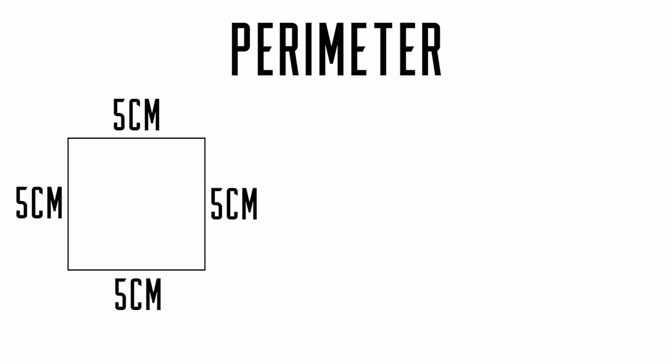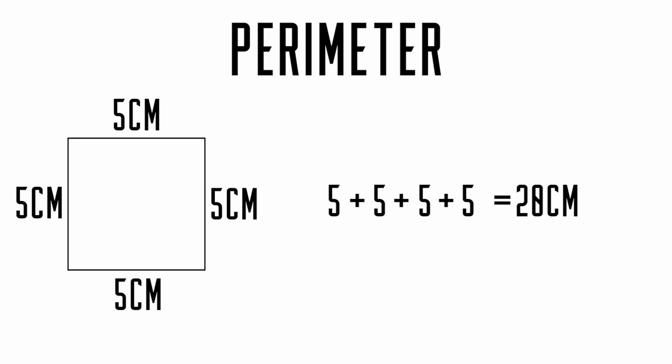When we are looking at area and perimeter, it helps to start with the basics. If we look at a square, which is a 2D shape, the sides of the square are all 5 centimeters. Now, if we're asked to find the perimeter of the square, we are looking to find the distance around the square itself. So what we will do here is add up each side of the square. We'll have 5 plus 5 plus 5 plus 5, which will give us 20 centimeters.